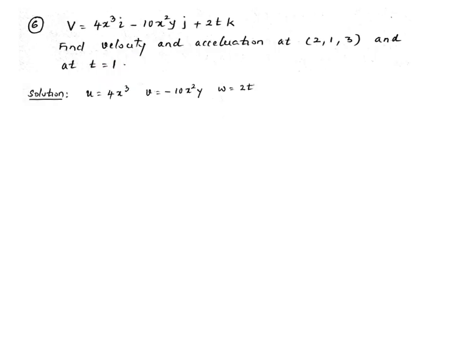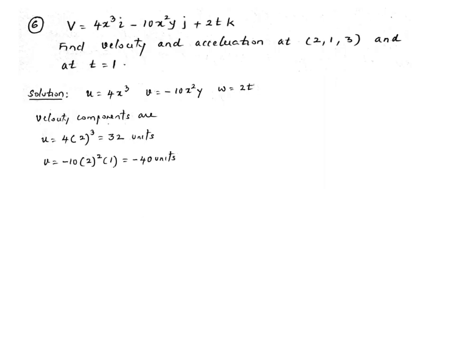So this is what you should write. Now you know the velocity, so you can find out the velocity components by substituting the values of x, y and z, or the t value. Wherever it is there, you can find out the velocity components by writing u as 32 units, so 4 into 2 cube. The unit can be meter per second.